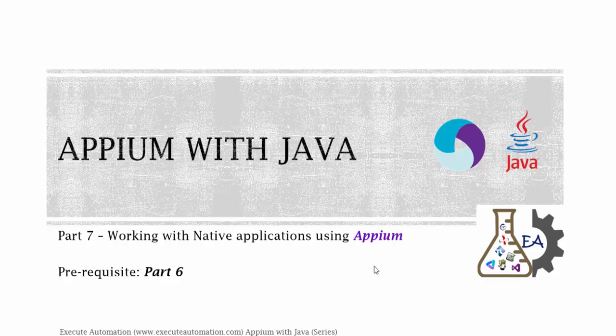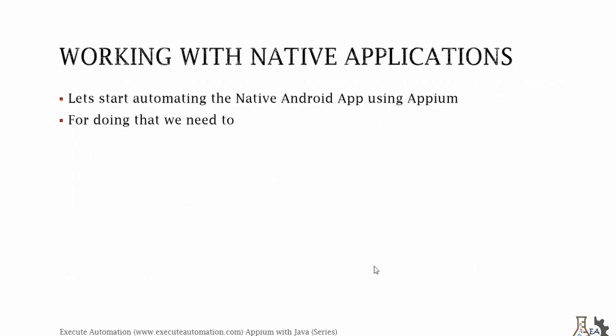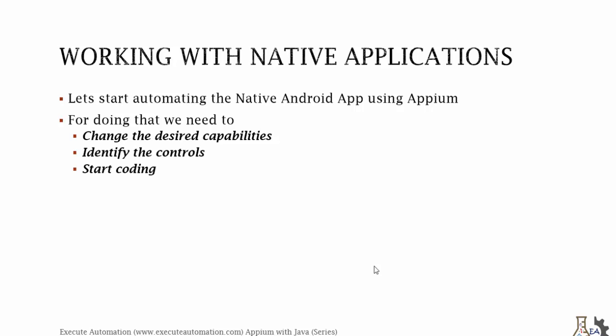And in this part, we're going to start working with native applications using Appium. Before watching this part, I would request you to watch part 6 since this part will have some relationship with part 6. Alright, so working with native applications. Let's start automating the native Android app using Appium. For doing that, again, you need to change the desired capabilities, identify the controls, and start writing the code. That's it. So let's not waste our time and flip to Eclipse.